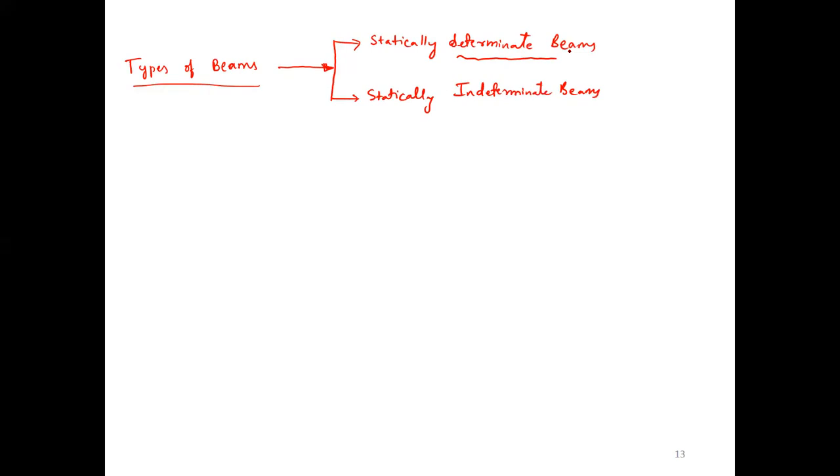Sigma fx equals 0, sigma fy equals 0, and sigma m equals 0. Very good. Now you came to my point. These are three possible displacements.